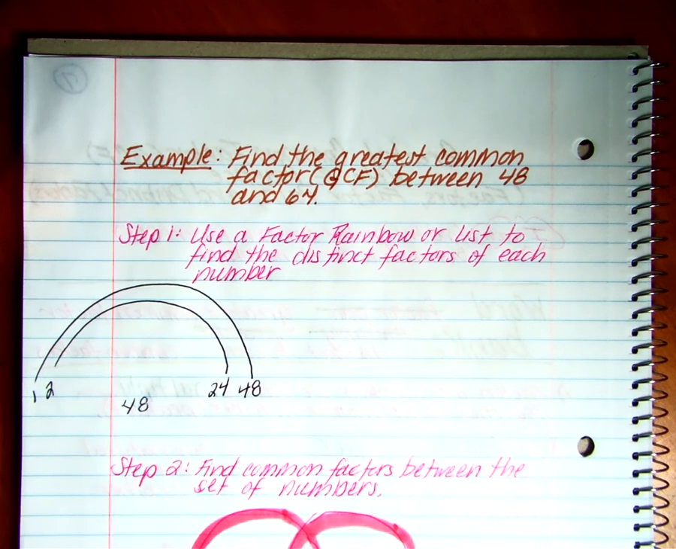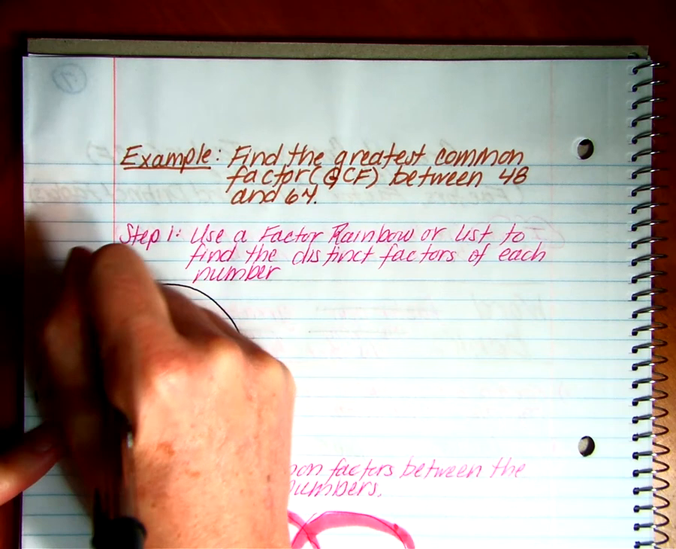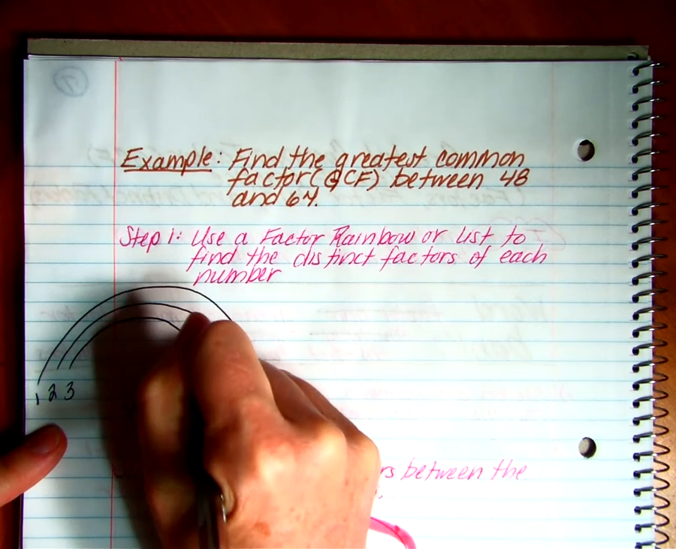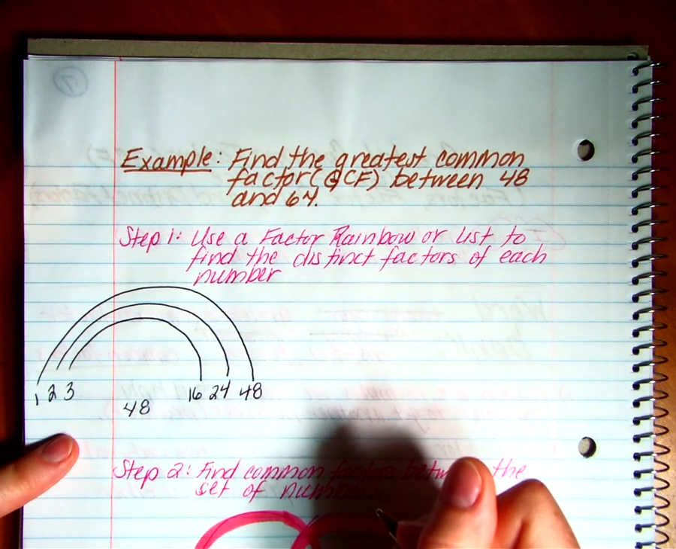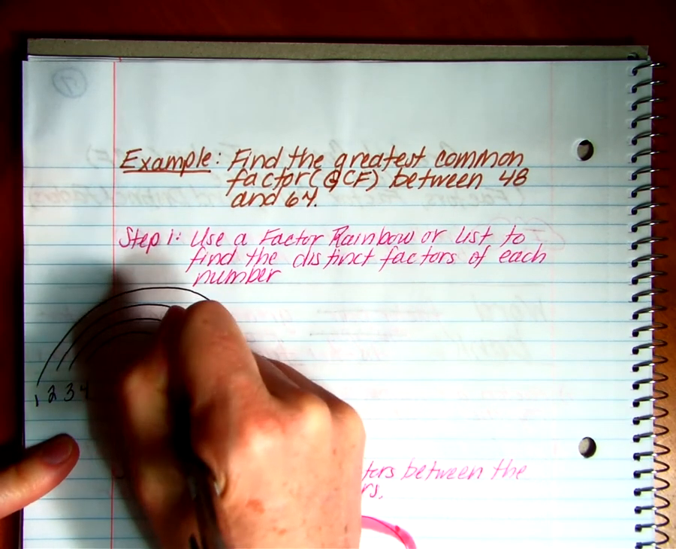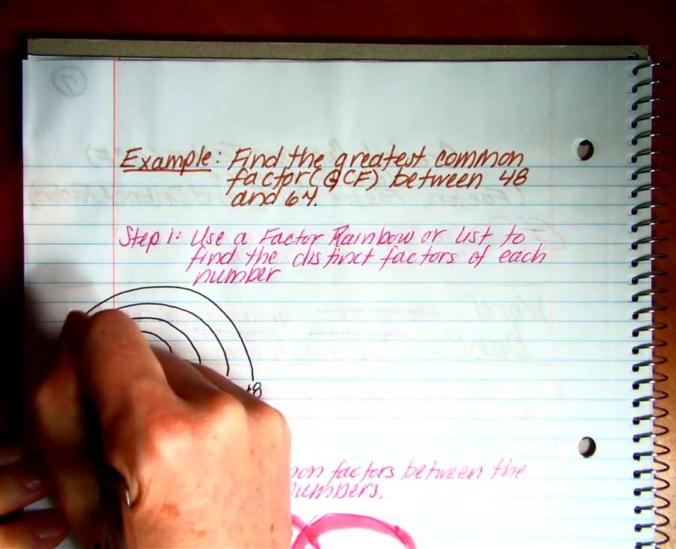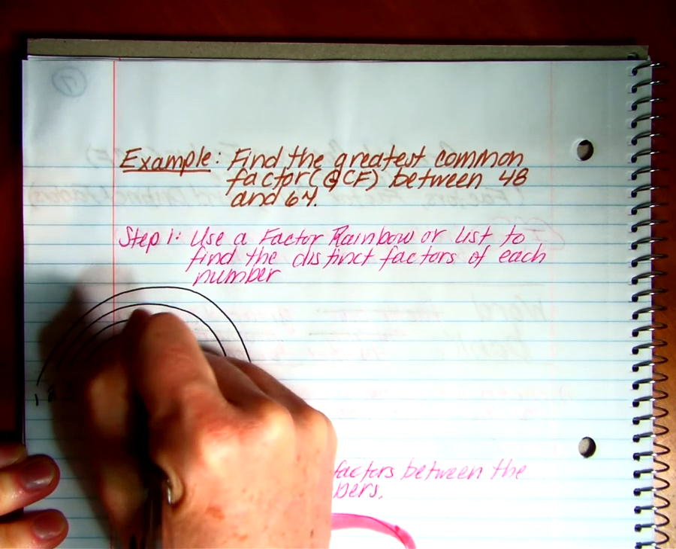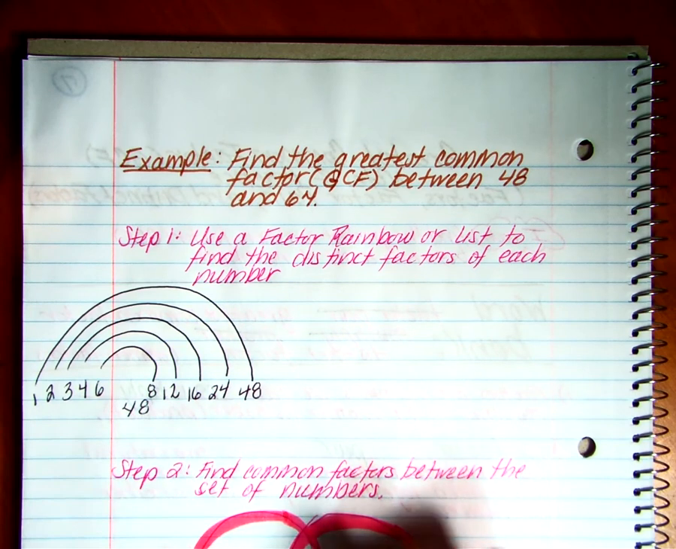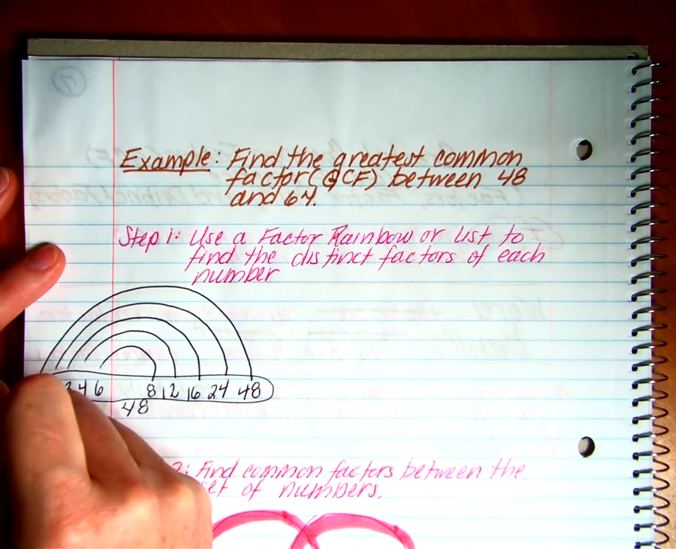24. I recommend pausing the video and seeing if you can finish the factor rainbow and then resuming after you have finished. 3 and 16, 4 and 12, 5 doesn't work, 6 and 8, 7 doesn't work, and we're back at 8. All right, this is excellent. These are your distinct factors.